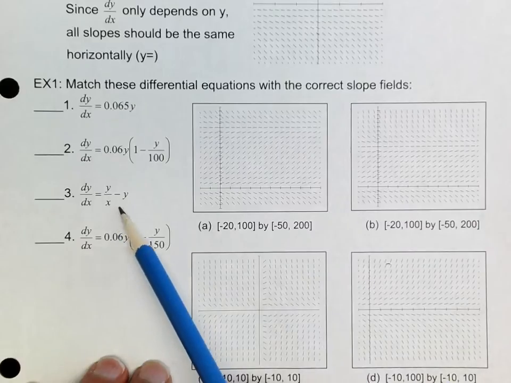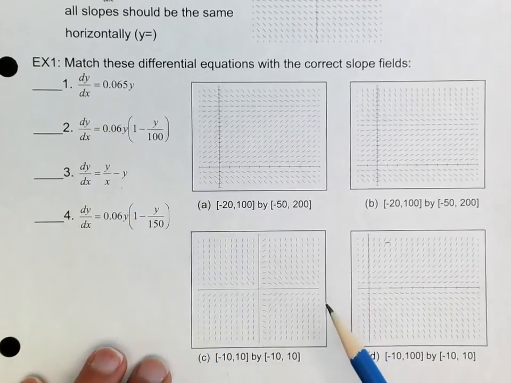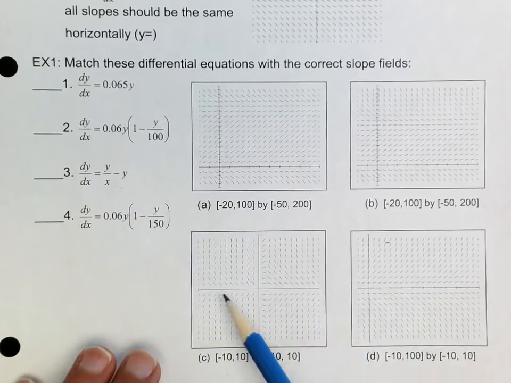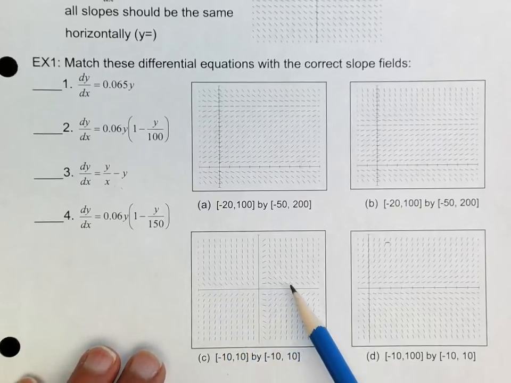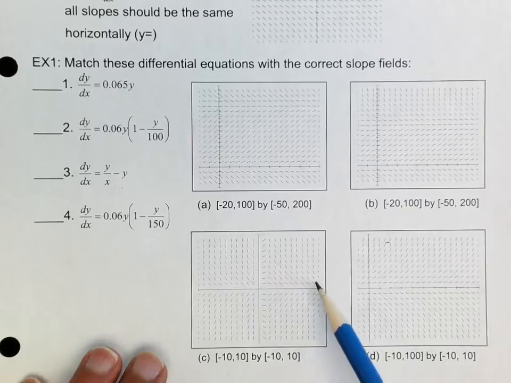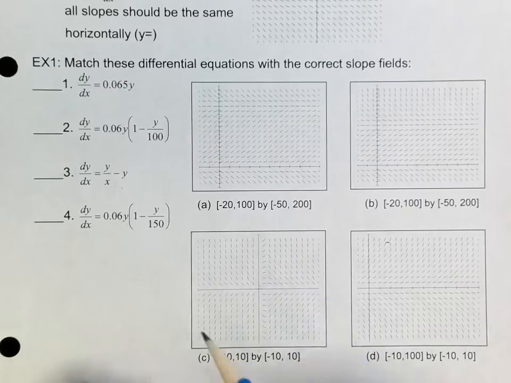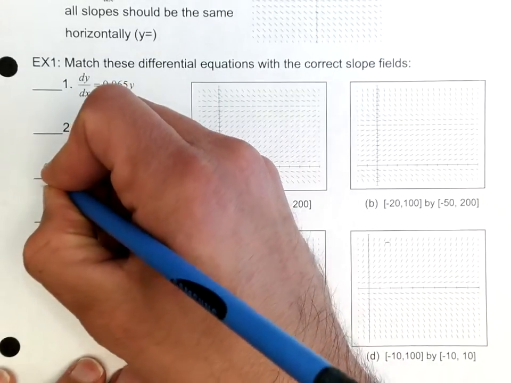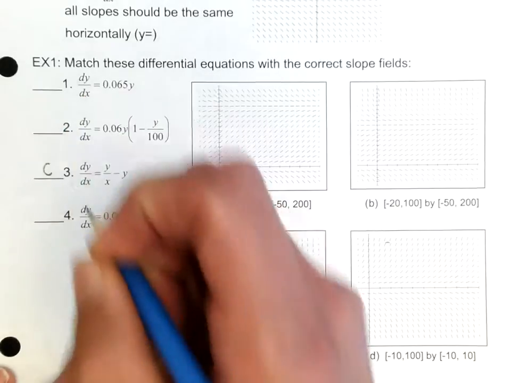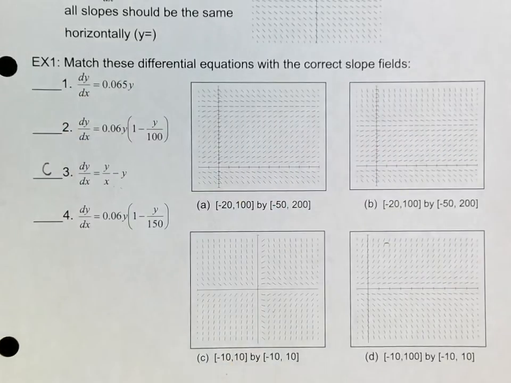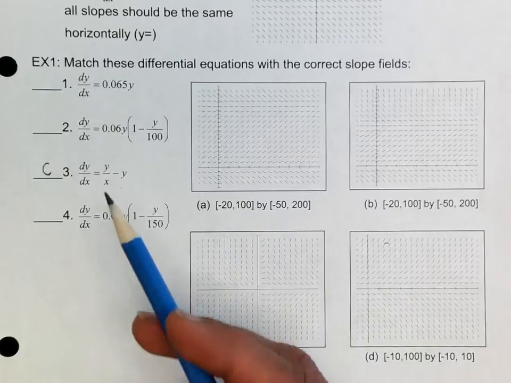Now, 3 is the only one that has both x's and y's, so you're going to be looking for a graph that is not the same horizontally. Notice, for example, here, it looks the same, but after that it's really different once you get past this point. So this must be C. The reason I'm able to tell is because the slopes horizontally are not the same, so this must depend on both x and y, and it does.